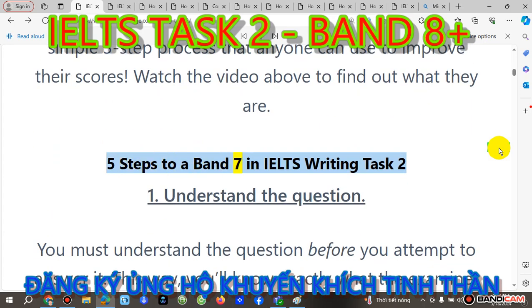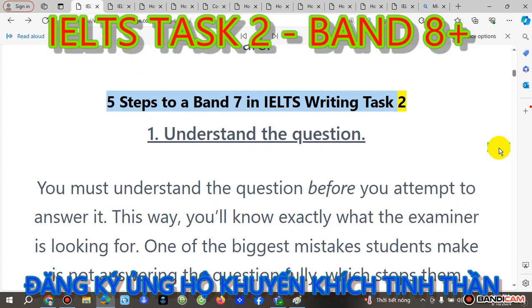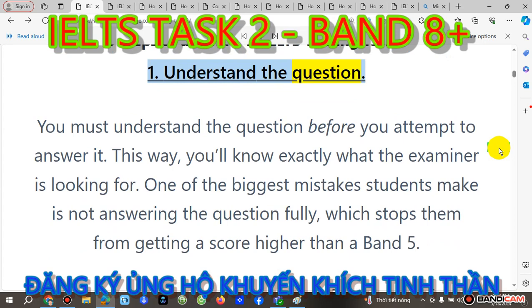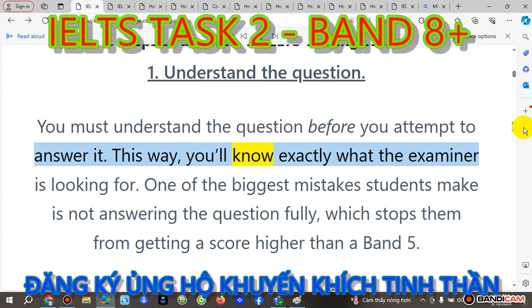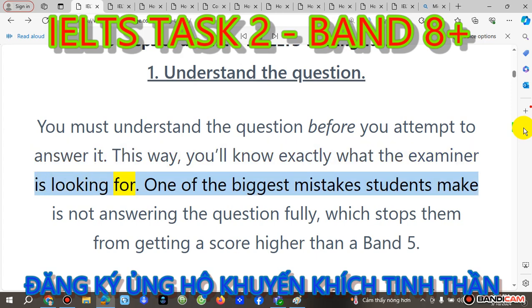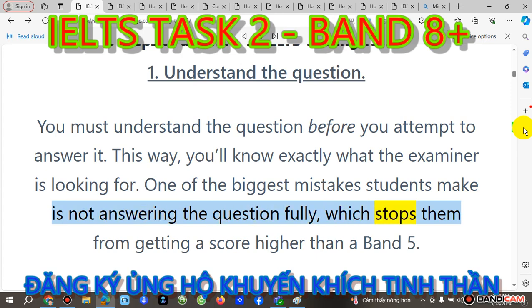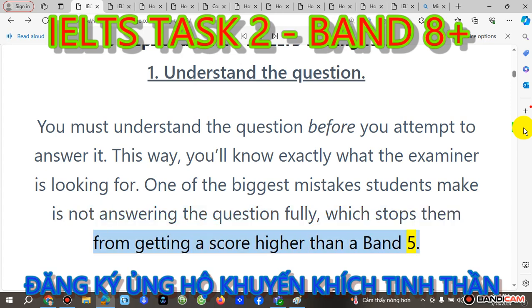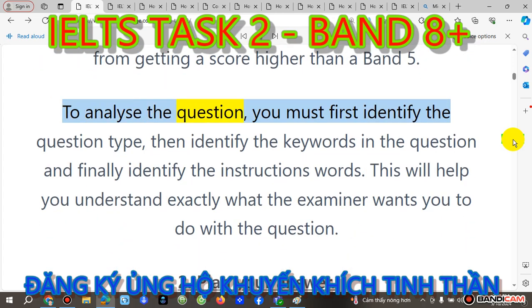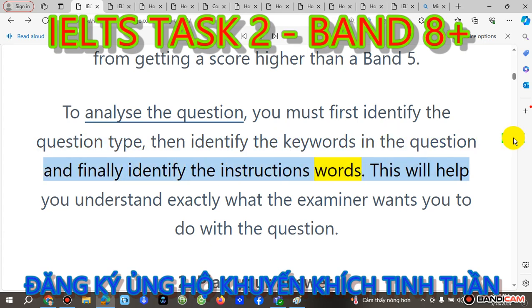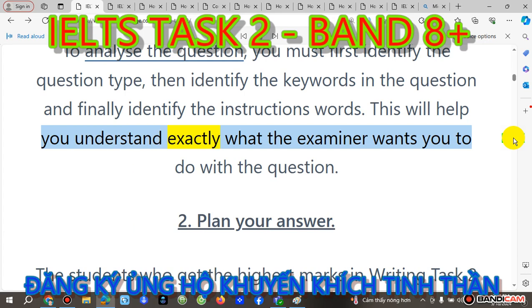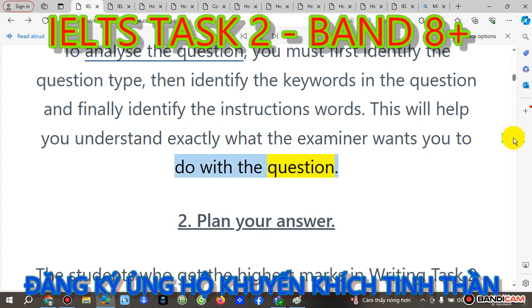5 steps to a band 7 in IELTS Writing Task 2. 1. Understand the question. You must understand the question before you attempt to answer it. This way, you'll know exactly what the examiner is looking for. One of the biggest mistakes students make is not answering the question fully, which stops them from getting a score higher than a band 5. To analyze the question, you must first identify the question type, then identify the keywords in the question, and finally identify the instruction words. This will help you understand exactly what the examiner wants you to do with the question.